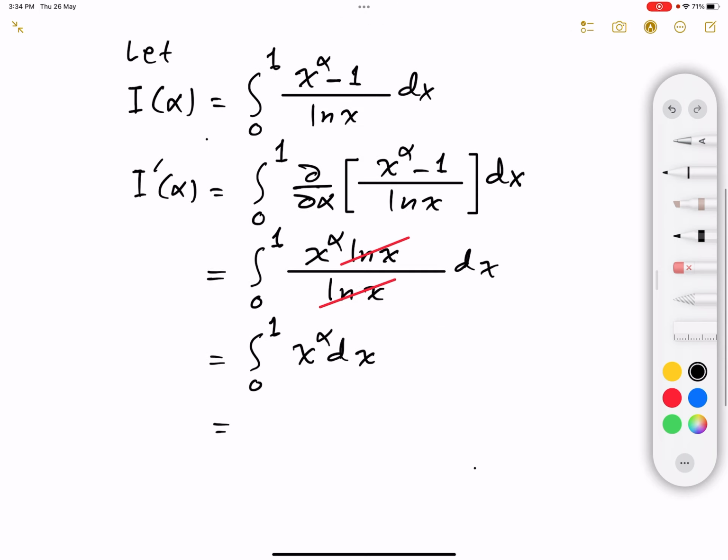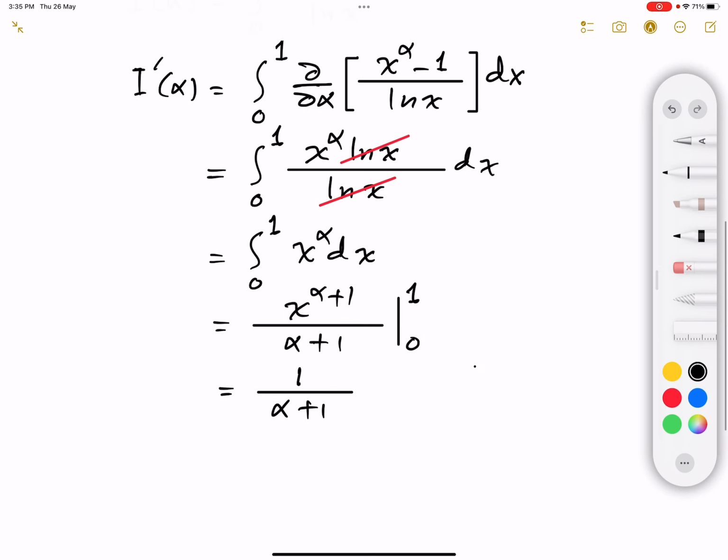How can we integrate this? Now, x is the variable because it's with respect to x, so this is going to give us x^(α+1) divided by (α+1), from 0 to 1. And that is going to give us, substituting instead of x, 1 divided by (α+1). So that is basically I prime of alpha.